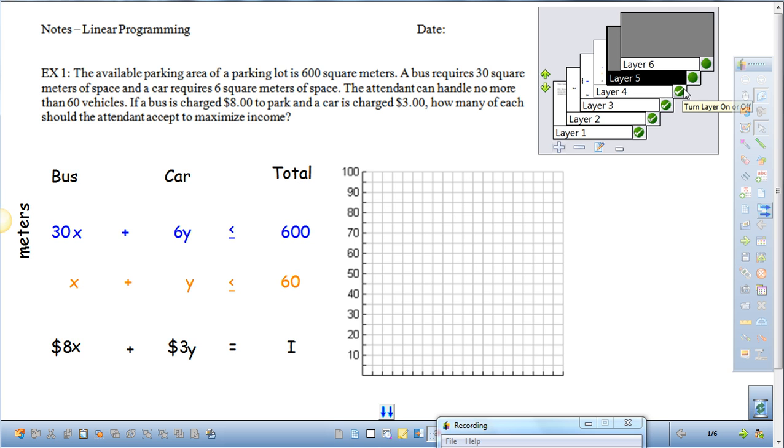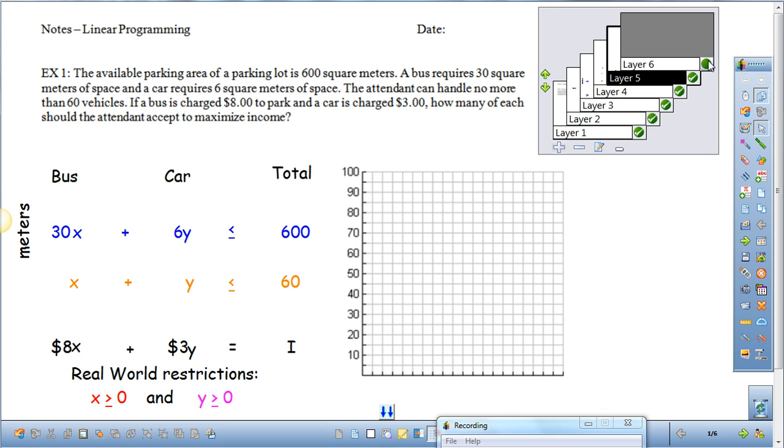From here, we need to graph these. We need to look at real-world restrictions. So because buses are our x's, you can't have a negative amount of buses. You have to have it at least 0 or more, and same with y. Cars, you can have 0 or higher, but you cannot have negative. So a lot of times those are going to come into play. Just kind of keep those in mind. It's slightly obvious from the graph that we have here.